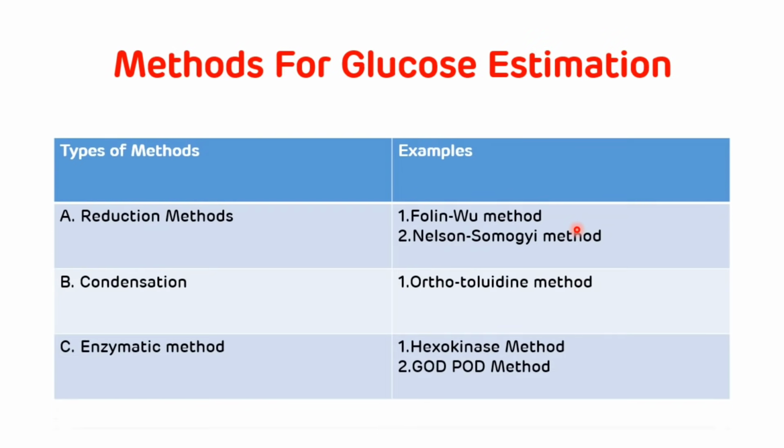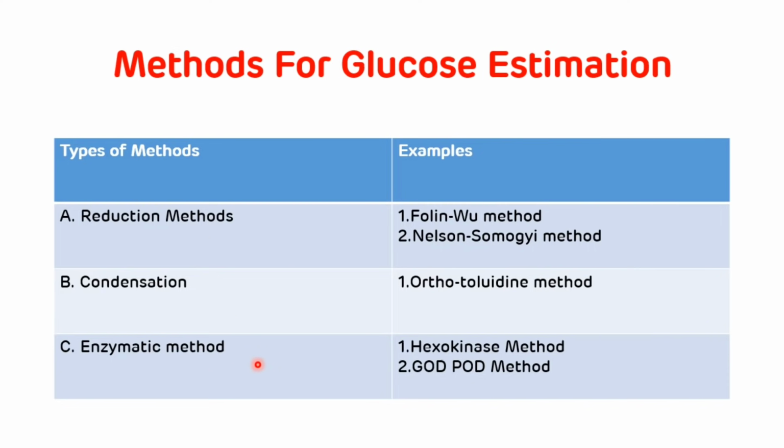Now, methods for glucose estimation. There are various methods available for glucose estimation. Among these, three methods are important. The first one is the reduction method, the second one is the condensation method, and the third one is the enzymatic method. In the reduction methods, examples are Folin-Wu method and Nelson-Somogyi method. In the condensation method, an example is the orthotoluidine method, and in the enzymatic method, examples are hexokinase method and glucose oxidase peroxidase method.